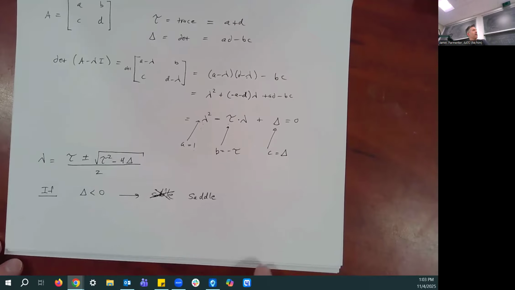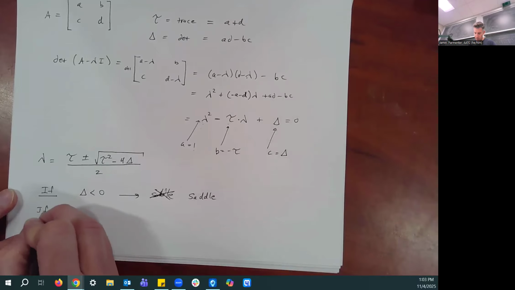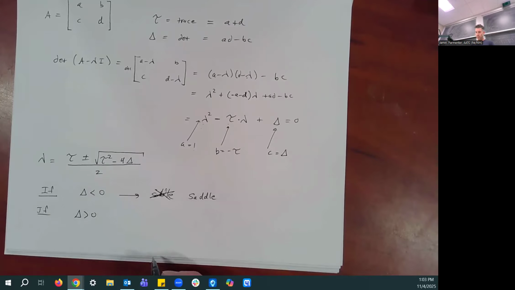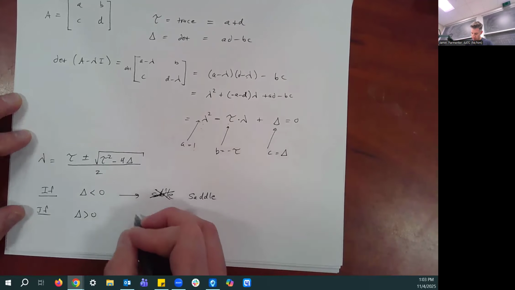Things get a little bit dicier if your determinant is positive. So if your determinant's positive, you have a few options. First of all, let's look at the trace.